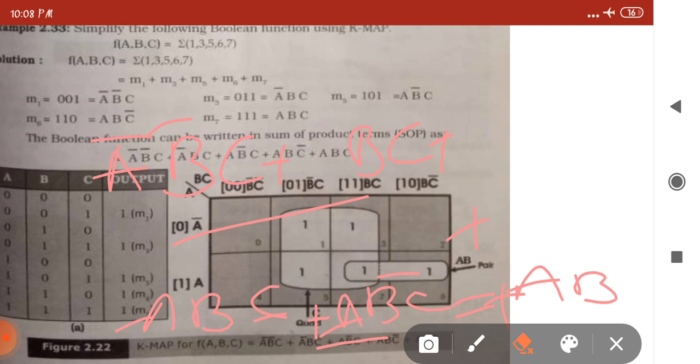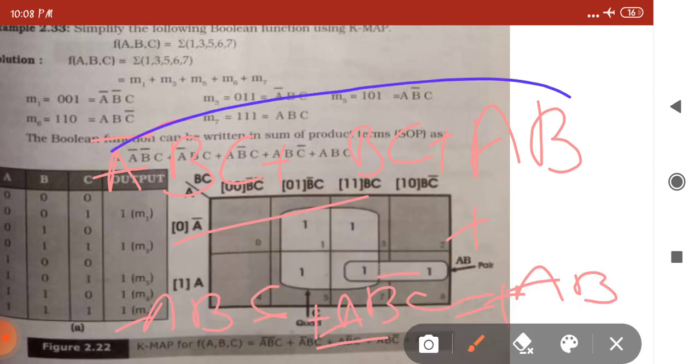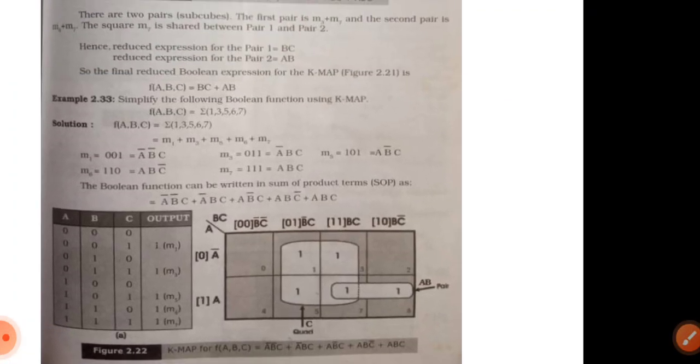A bar B bar C plus BC plus AB is the answer. Plus AB is the answer for that one. This is the simplified equation answer. They will ask for it in your examinations, multiple choice questions. Let us see that one.